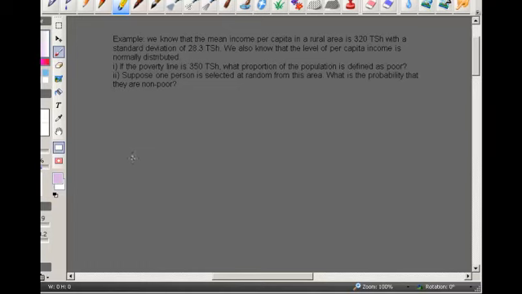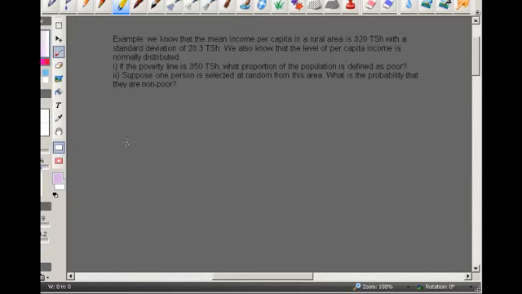Here's an example based on income levels and the poverty line. In this example, we know the mean income per capita, and we know that it's normally distributed, and the standard deviation is given. The first part is saying that if the poverty line is this much, what proportion of the population would we expect to be defined as poor?